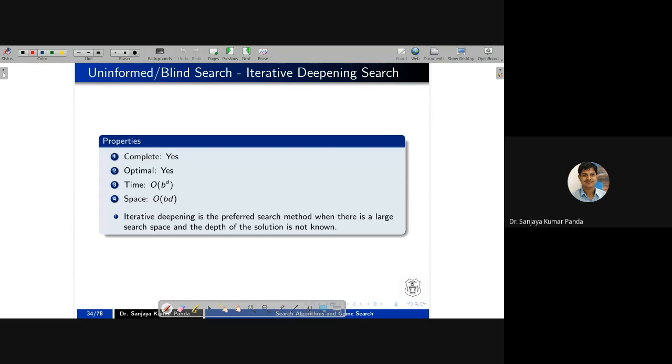Right? So iterative deepening is the preferred search method when there is a large search space and the depth of the solution is not known. You can apply it when you don't know at which level the solution is available. Like depth limited search, you put a limit of, let's say, depth equal to 3, but your solution is present at depth equal to 4. Then it is gone. You have set depth equal to 3, but the solution is at depth 4, so you will never reach that solution. That type of problem we can avoid.